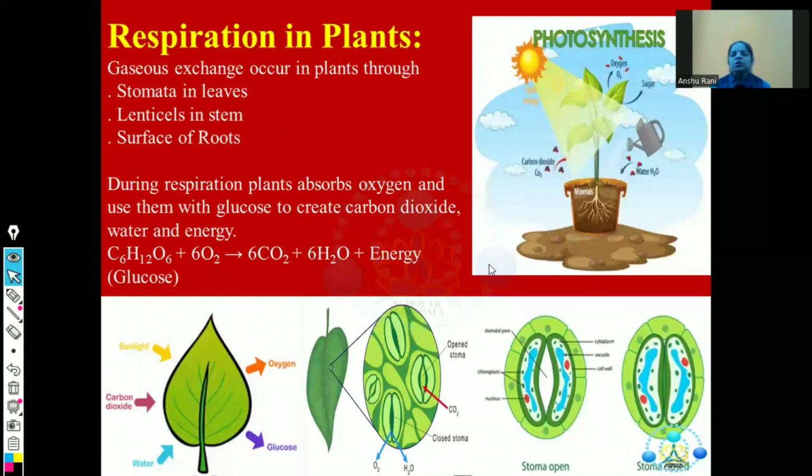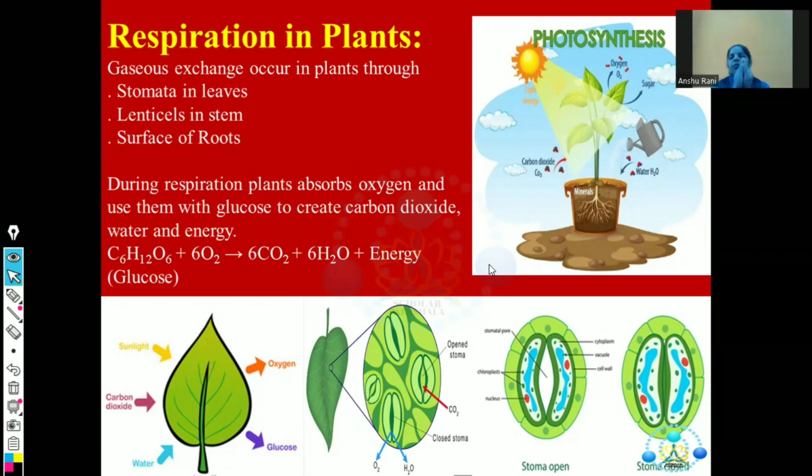Then we have respiration in plants. In plants, respiration is taking place and gaseous exchange occurs in plants. It happens at three points. First is stomata. Under the surface of leaves, there are stomata. Stomata are covered by guard cells.